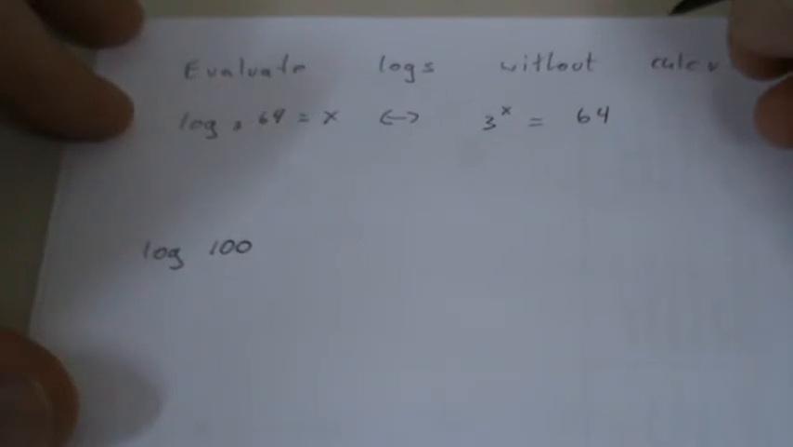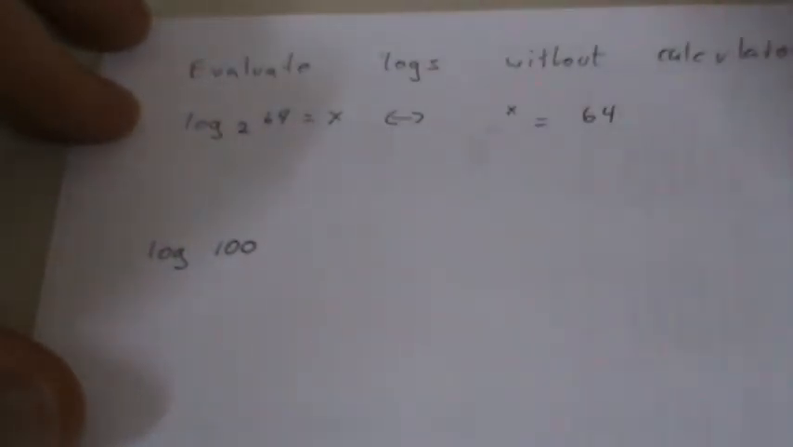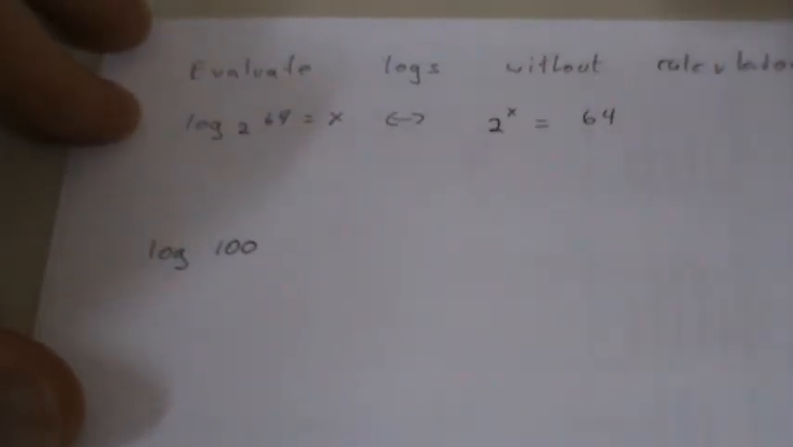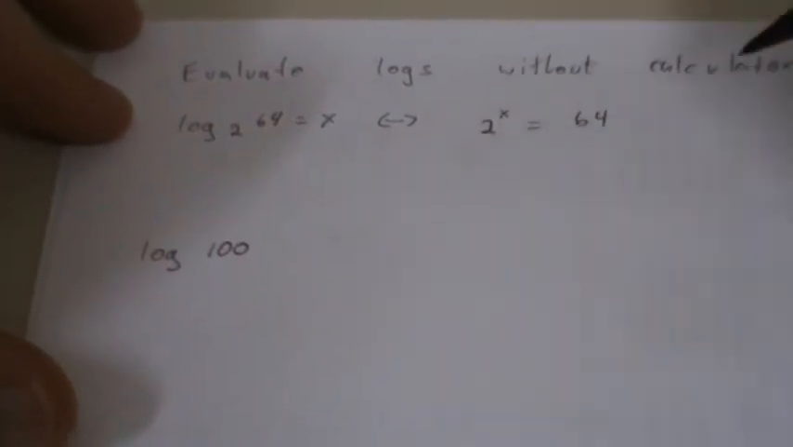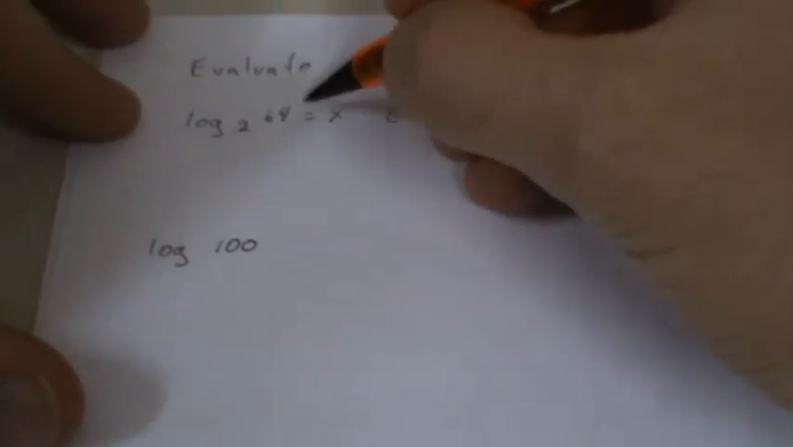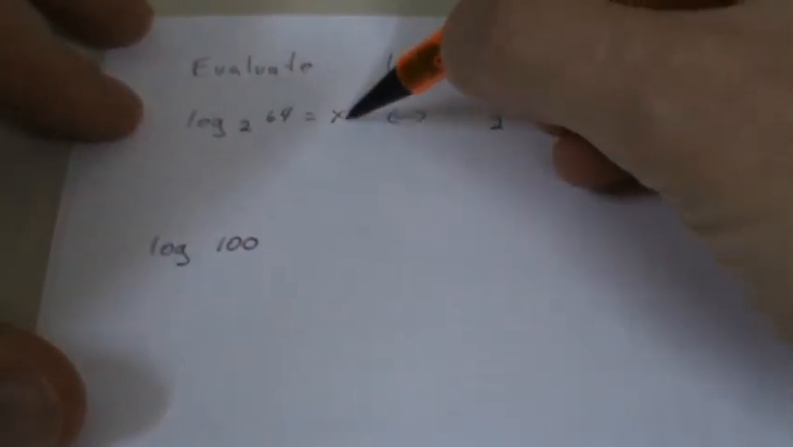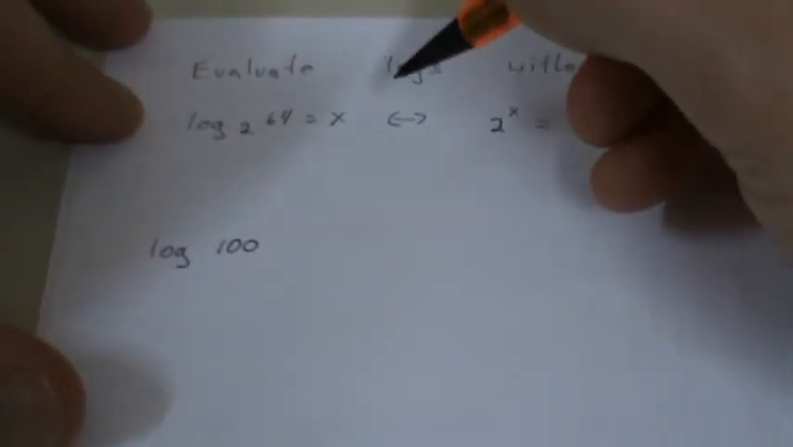Oh wait, I think I messed this one up. This was supposed to be a base 2. There we go. So 2 to the x is 64. What I'm trying to ask ourselves is, what can I raise 2 to in order to achieve 64?